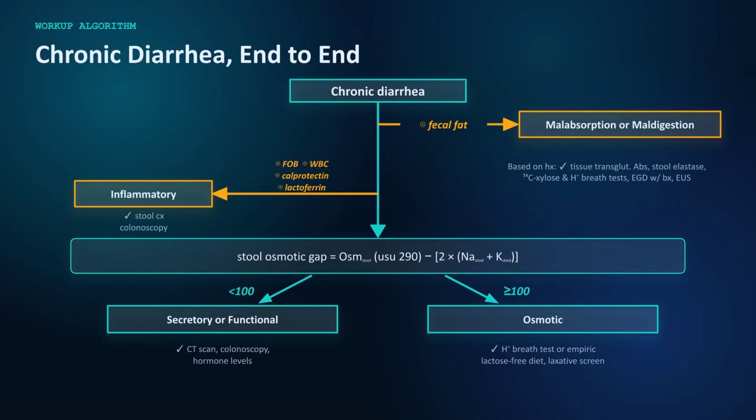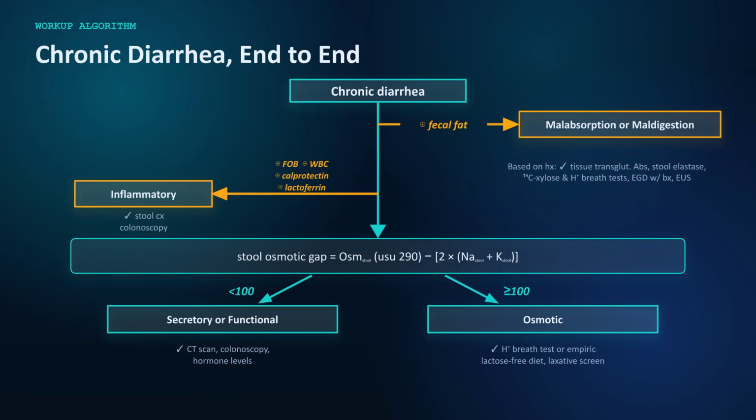Start at the top with the patient in front of you. The trunk runs straight down the middle. As you descend, you can be pulled off onto 2 side branches. The first branch asks about fecal fat. The second branch asks about inflammatory markers. If neither branch pulls the patient off, you land on the stool osmotic gap at the bottom of the trunk, and the gap splits the watery diarrheas in 2.